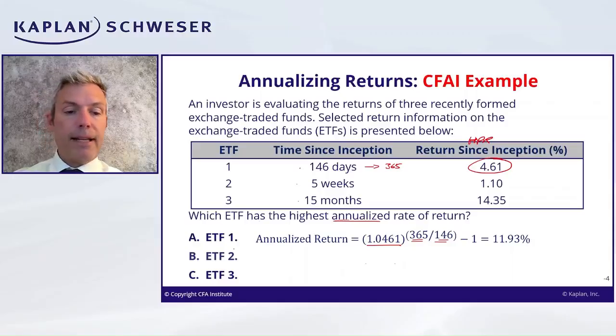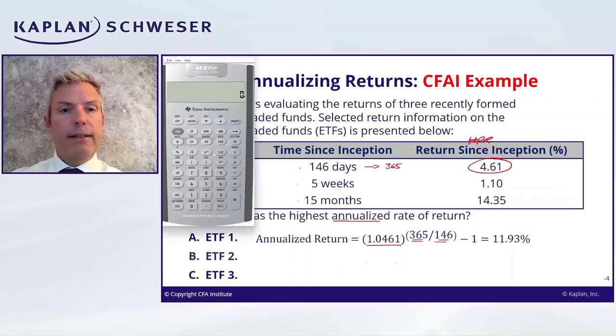Okay. Incidentally, to do that on the calculator, this is one of the rare times I would use brackets on the calculator if your calculator's in the right mode. So you've got 1.0461 to the power of, and then I'd open the brackets and go 365 divide 146. Then I would close brackets and then I would hit equals and then subtract the 1. Okay. So I would actually use brackets there, and that's how you get to that 11.93.